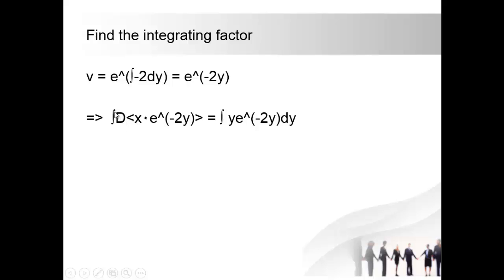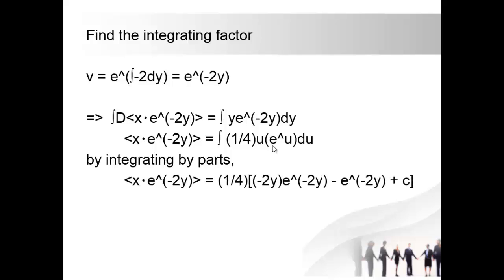We then integrate both sides, and we can get x e raised to the power of negative 2y is just equal to the integral of 1/4 u e raised to the power of u du. By integrating by parts, we can get that x e raised to the power of negative 2y is just equal to 1/4 of (negative 2y e raised to the negative 2y minus e raised to negative 2y) plus c. By dividing both sides by e raised to negative 2y, we can get that x is just equal to negative y over 2 minus 1 plus c e raised to the power of negative 2y, divided by 4.